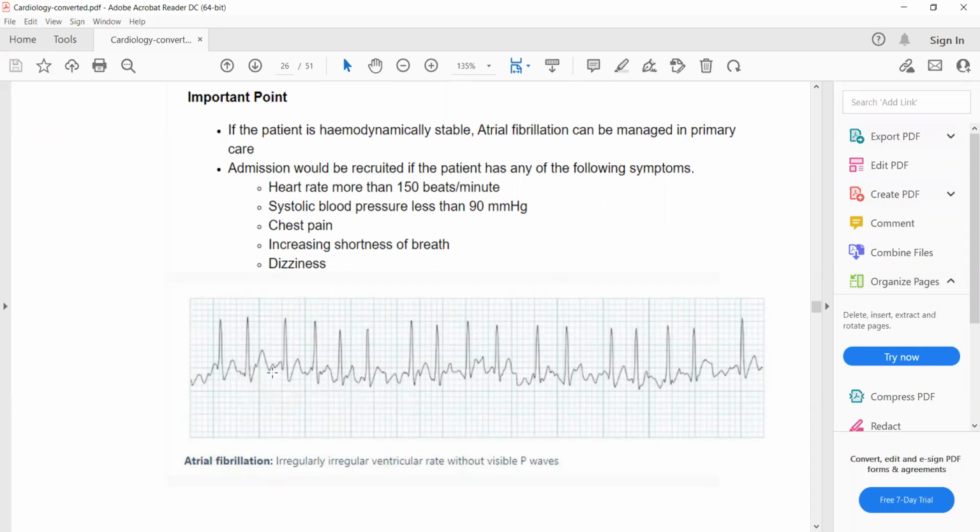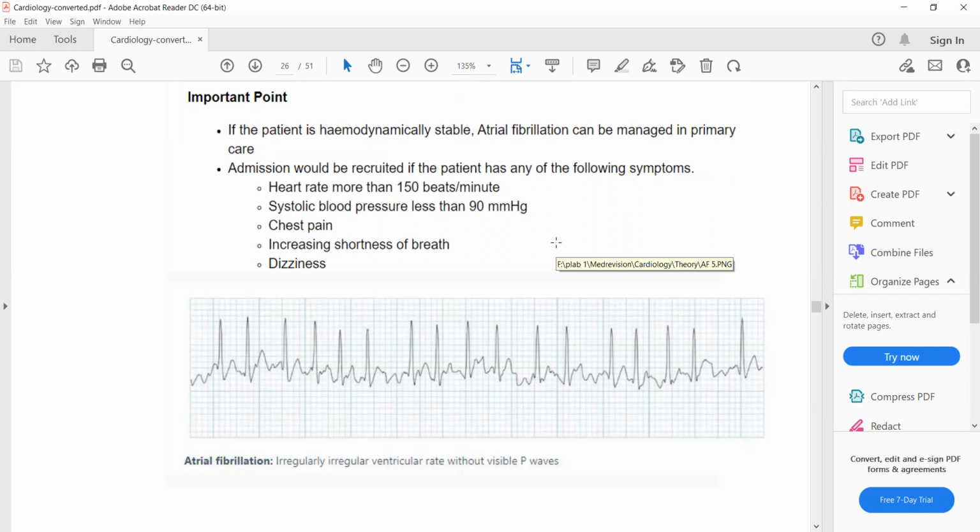Similarly, you can see in this waveform here. Can everyone see the cursor? Yes. So see that after this T wave, there is no P wave. Similarly, after every QRS complex, there is T wave, but after T wave, you cannot see any P wave. So the first hint towards atrial fibrillation is the absence of P waves.